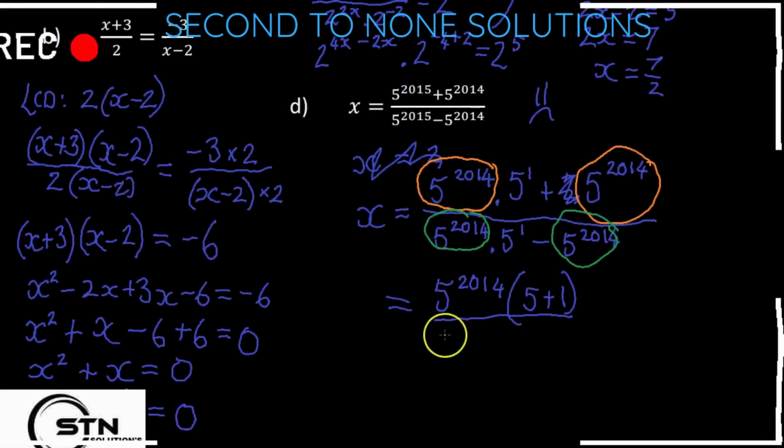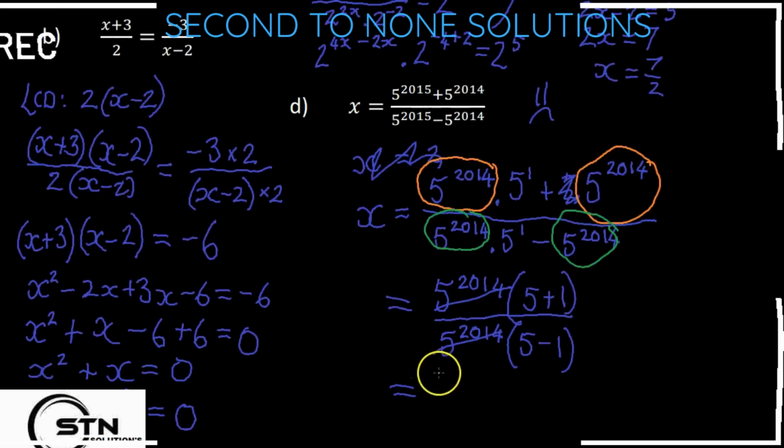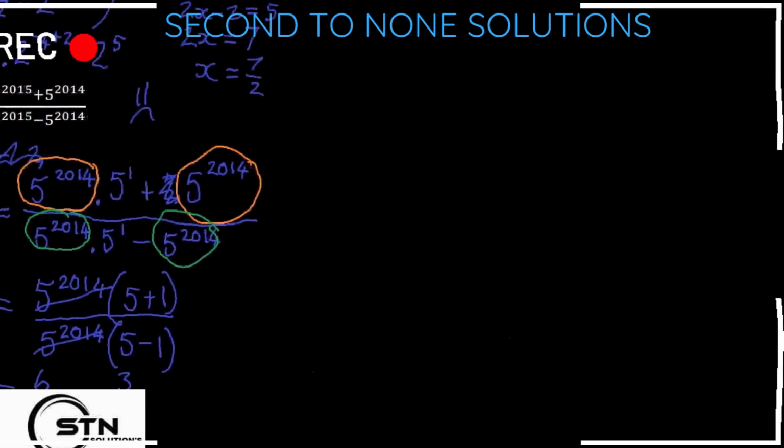Take out 5 to the power of 2014 at the bottom. And you can see how beautifully this is going to cancel. Now we've got 5 minus 1 at the bottom. We cancel and we cancel, which leaves us with what's 5 plus 1, that's 6, and 5 minus 1 is 4, so that means our simplified answer is going to be 3 over 2. So x is equals to 3 over 2. It looks terrible, but it really isn't.